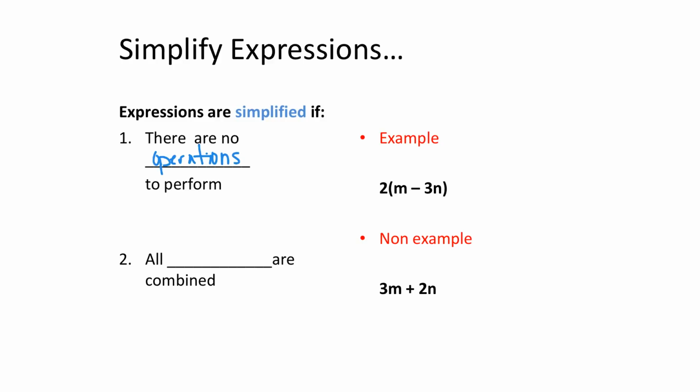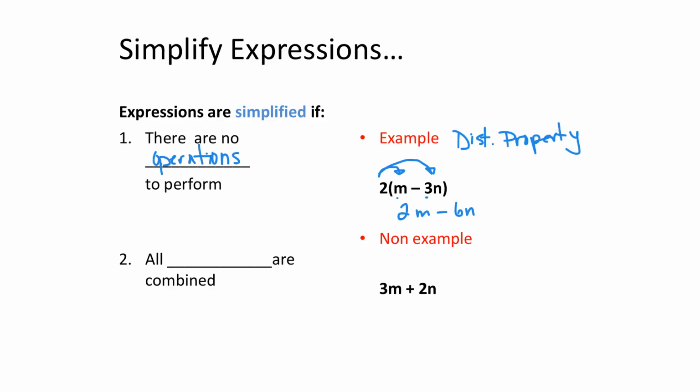For example here, if we look at this, we have 2 parentheses m minus 3n. Now most of you should be familiar with this by using the distributive property. Our distributive property tells us that when we see a number outside of parentheses, we apply it to all the terms. So that's a term and that's a term. And so we can multiply that, and it would be 2m minus 6n. By doing something like that, that is considered an operation.